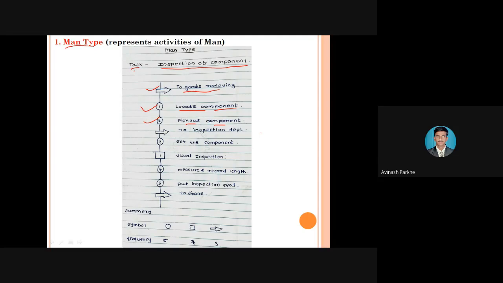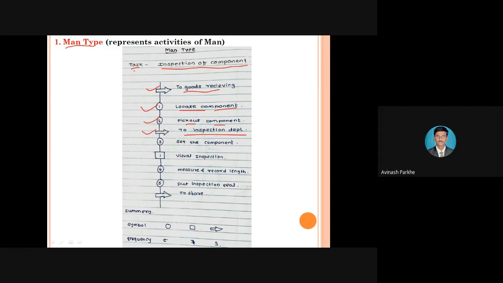locate the component means he is taking some of the material handling devices. Initially he moved towards the job, then he has located that particular components in one of the material handling devices. Then second operation is represented by the pick up the components. That means he has taken that particular component from the material handling device, and then again he is moving to the inspection department. Again transportation is there.